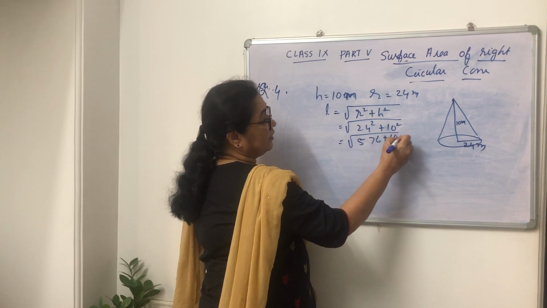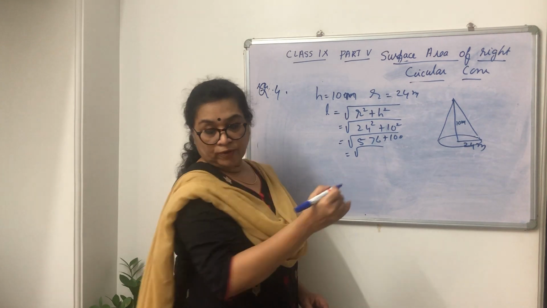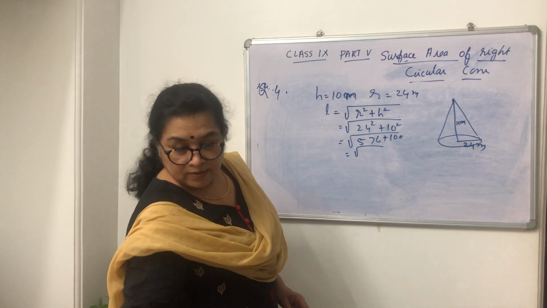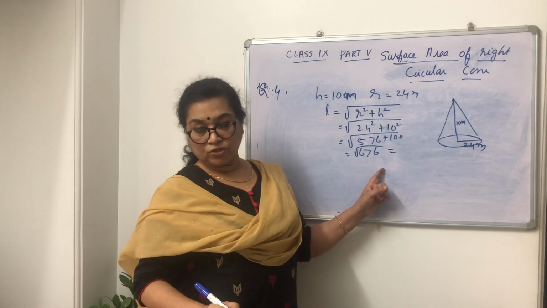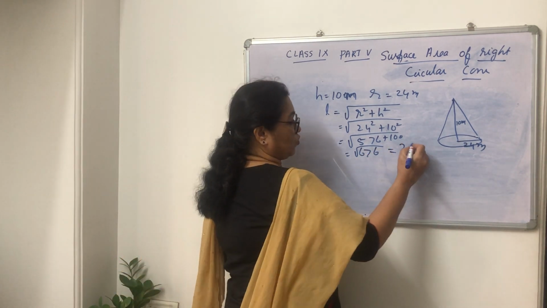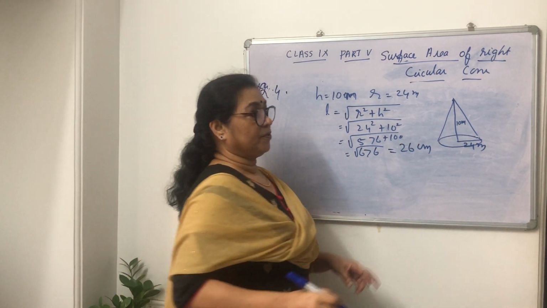576 plus 100, that is the square root of 676. The square root of 676 is 26 meter.